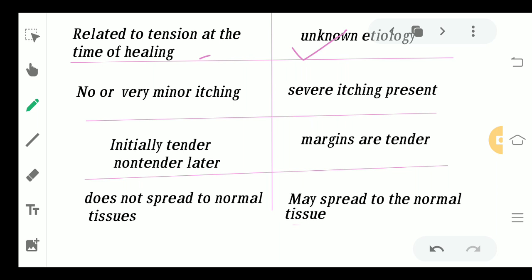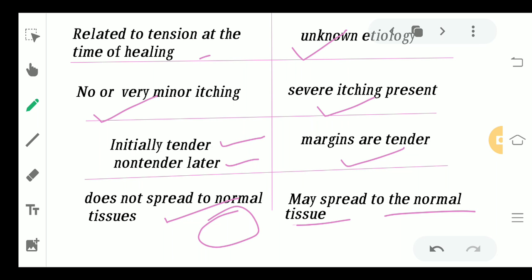There can be very minor or comparatively no itching in the hypertrophic scar, whereas there is severe itching felt in the keloid scar. Usually the hypertrophic scars are initially tender, but with time they become non-tender. But the margins of the keloid scars are usually tender throughout. There is no spread of the hypertrophic scar to the normal tissues. That means the adjacent normal tissues will not be affected in hypertrophic scars. But in case of keloid scars, the surrounding normal tissues can be affected.